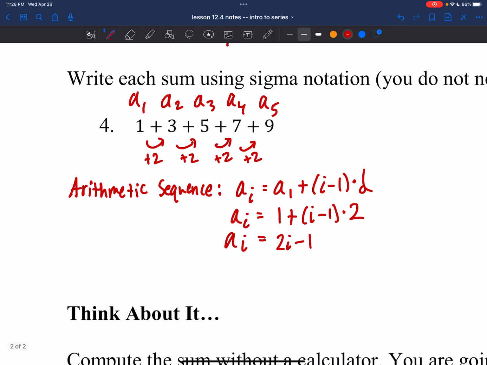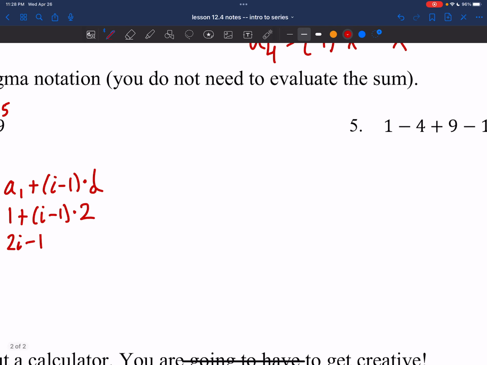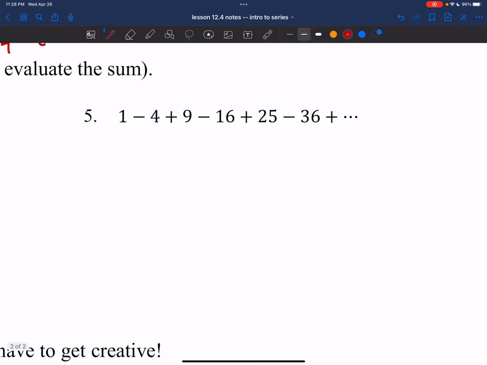So the sequence I'm going to write, that's my sigma. i equals 1, that's where I start. And now I'm adding up to the 5th term. And the sequence is 2i minus 1. So you have to find the explicit formula, and then you can create your series like that. Okay, and then I'm doing one more, and then that's pretty much it for the video.